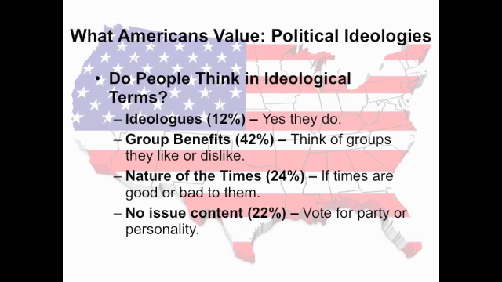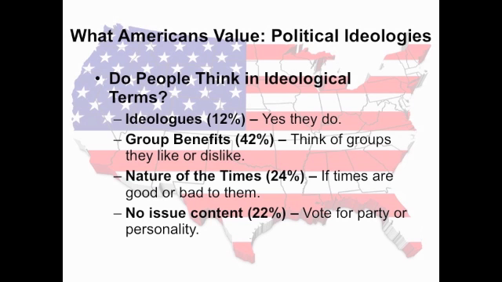Ideologues: only 20% could connect their opinions and beliefs with broad policy positions taken by parties or candidates. Group benefits voters: 42% of Americans thought of politics mainly by the groups they liked or disliked.